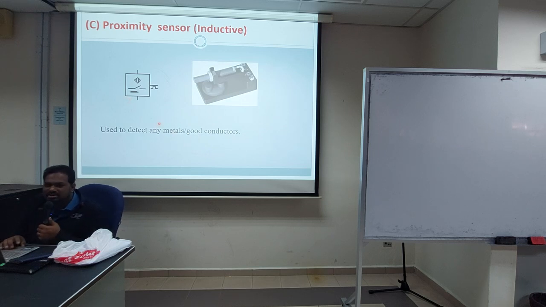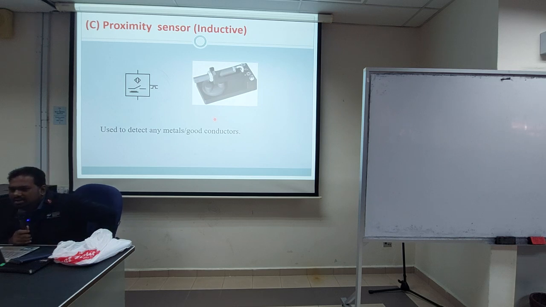So if in your production line, your komponen yang ada dekat conveyor tu adalah metal ataupun good conductors. Conductors maksudnya something yang boleh benarkan elektrik untuk lalu. Okay, so that is what we call as a conductor. Kalau dalam barang yang ada dekat conveyor tu ada metal ataupun good conductor, then you can use inductive type proximity sensor, because this is good to detect metal objects.